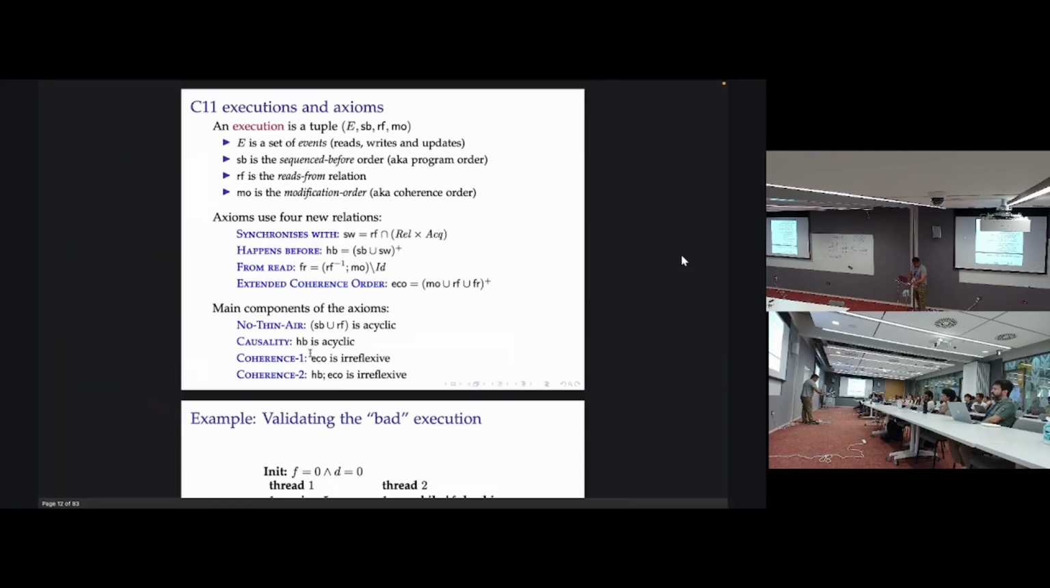Okay. And then finally, you have another one called the extended coherence order. So you put together the modification order, the reads-from order, and the from-reads order, which is another relation. Let's maybe skip over that one. And you want that to be irreflexive. And then finally, any happens-before followed by an ECO is also irreflexive. This is just relational composition here. So that's one way to do it.